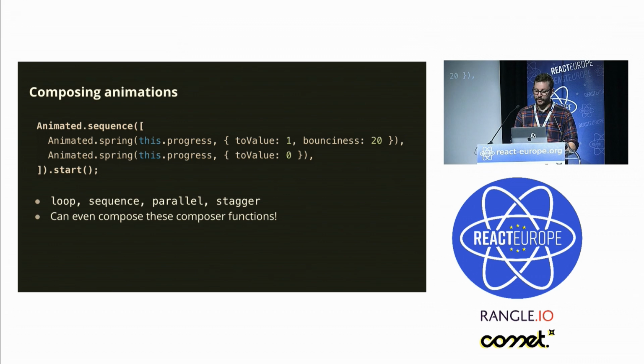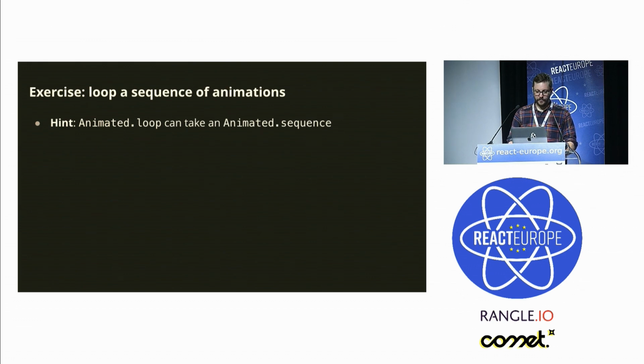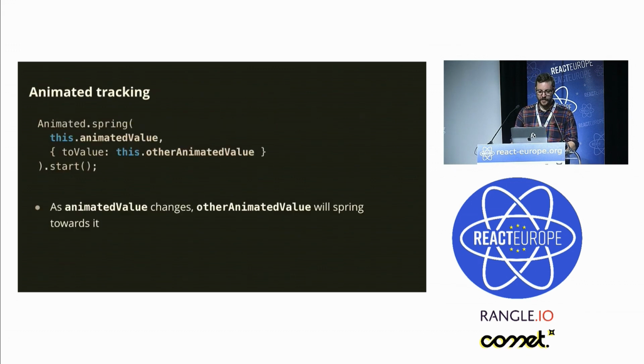And like I mentioned, you can compose functions. So you could have a loop that has a sequence that is made up of some parallel animations, all the way down as deep as you'd like. You're welcome to do this exercise over the break. I want to squeeze in another topic with the remaining 2 minutes, but I'll paste the solution for doing a loop with a sequence of animations in Slack as well.